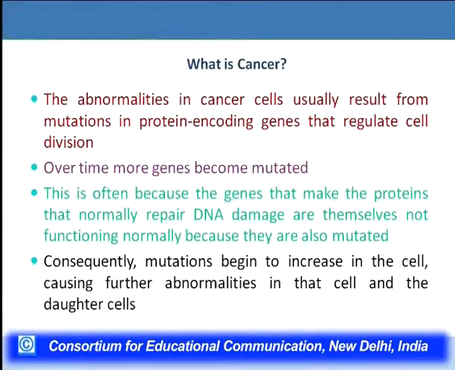Now over time, once a mutation occurs in that particular cell, it is seen that more and more genes get mutated. This often occurs because the genes that make the proteins responsible for repairing DNA damage are themselves not functioning normally, because they also get mutated. So over a period of time, in a cell in which a specific mutation has arisen, a large number of mutations follow, and as the number of mutations increases, the abnormalities increase, and these abnormalities are passed on to the daughter cells.